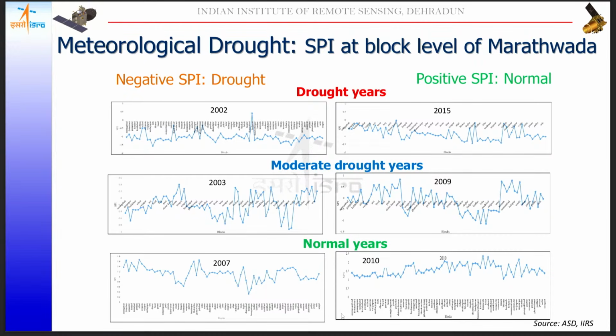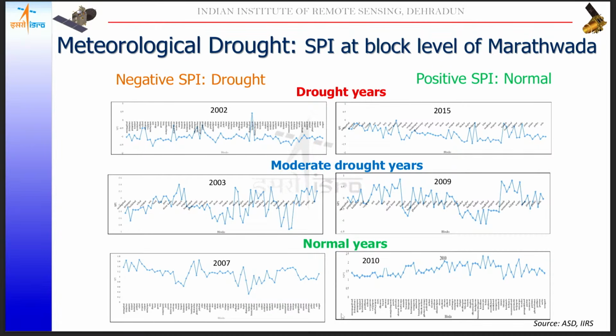And this study, as we did for the Marathwada region, the y-axis defines the SPI value, and the x-axis defines the number of blocks which we studied at block level for the same drought assessment. So in 2002 and 2015, all the blocks have more negative values, so with the SPI value we can easily define the drought.